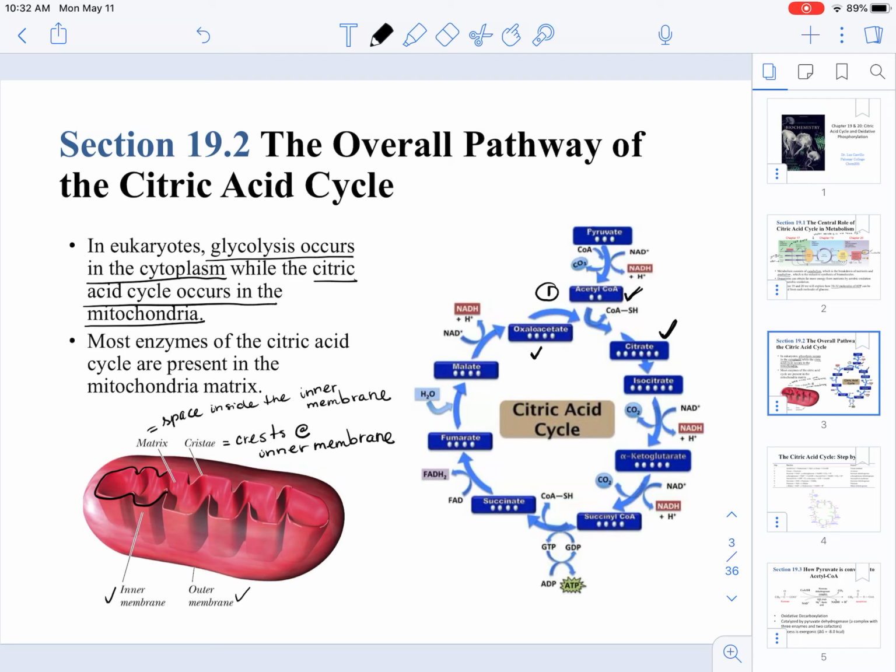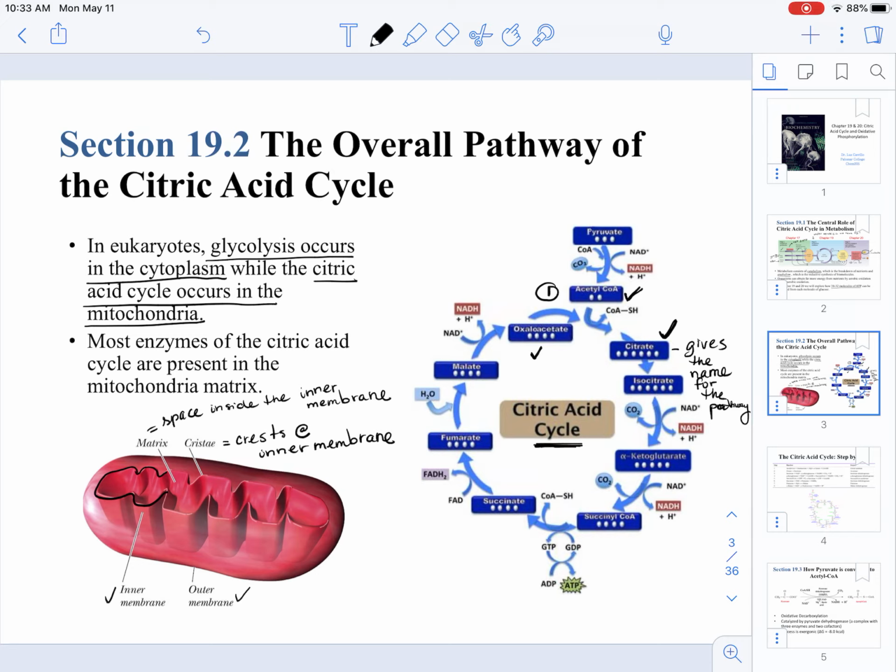Because we're forming citrate, this is what gives the name for the pathway. Now, at times you will hear me say TCA cycle, which is a tricarboxylic acid cycle, or you will hear me say Krebs cycle. All of those three names, citric acid cycle, TCA cycle, and Krebs cycle, all are names utilized for this pathway.